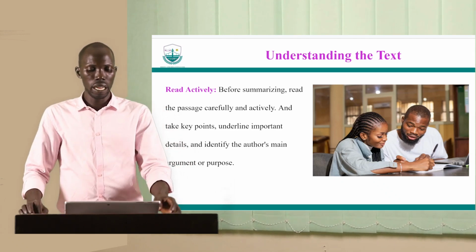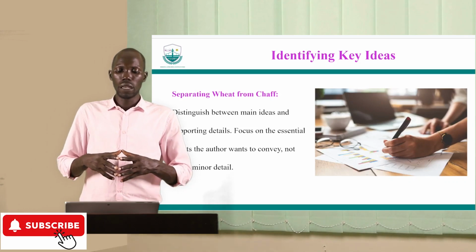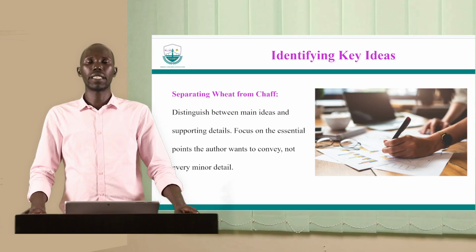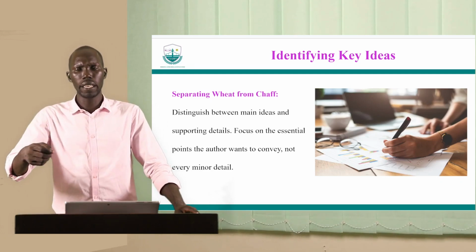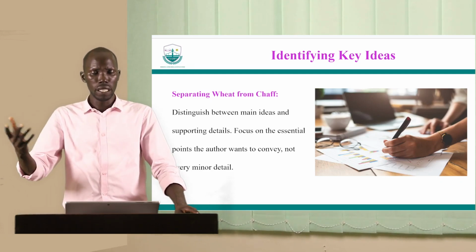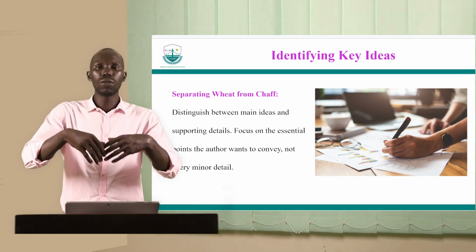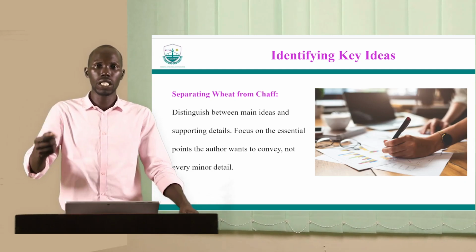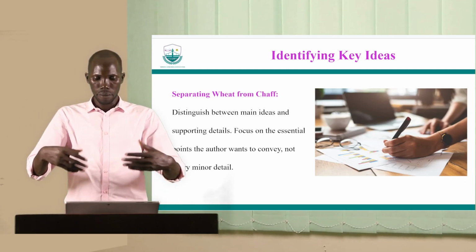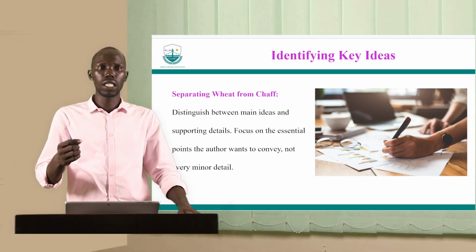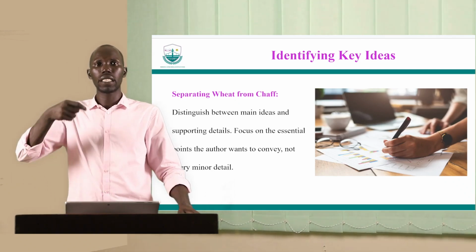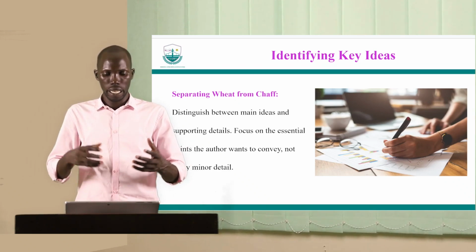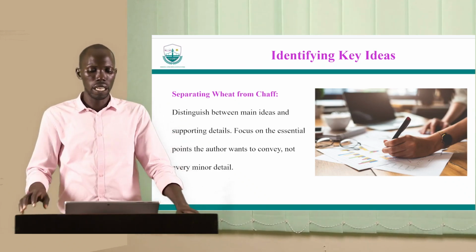In addition to reading actively, one must as well be in a position to distinguish between the main ideas and the supporting details. Authors, when they write, have main ideas which are termed as themes. But in addition to the main ideas, they would want to explain those main ideas by giving supporting details. So you should, as a writer, be in a position to distinguish between the main ideas that the author is advancing, which we call themes, and the supporting ideas that the author also advances in the original text.